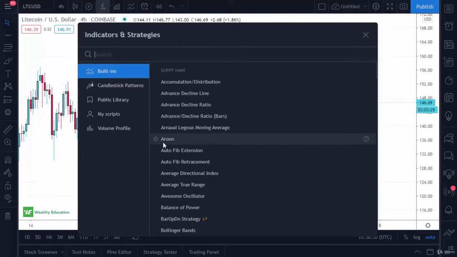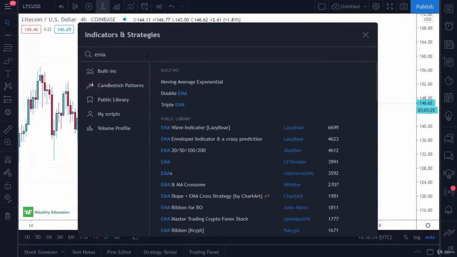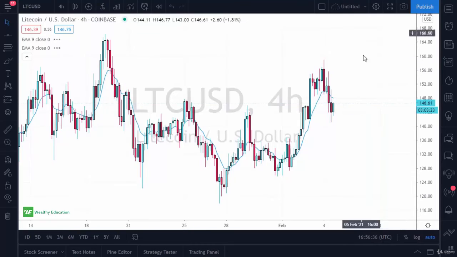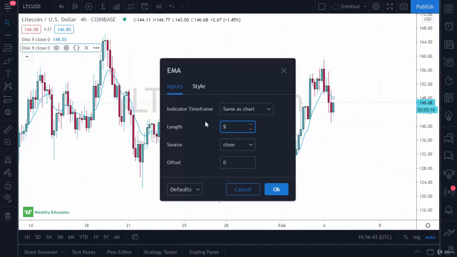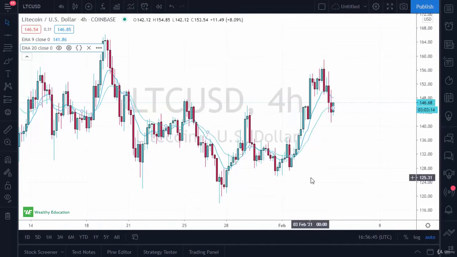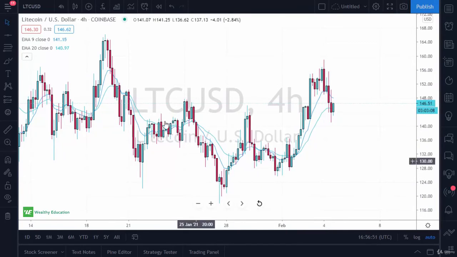Let's go ahead and put a couple of moving averages on this one. You can see the 9 supports this quite nicely. Go ahead and put the 20 on that one. And you'll see that they crossed right there. So the 9 crossed over the 20 in a sign of strength.